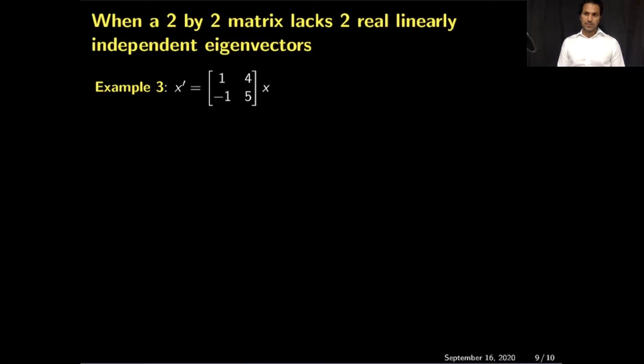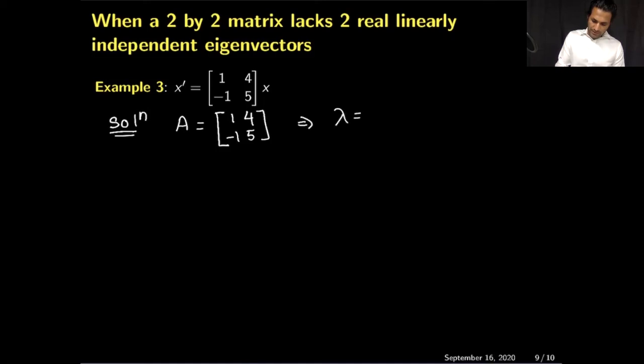Next, in this example, we will learn how to solve a system of linear differential equations when it has a repeated eigenvalue, or in other words, when we have fewer independent eigenvectors corresponding to one eigenvalue. Here the system is already written in matrix form. So I will begin by calculating the eigenvalues of this matrix A. Clearly, the eigenvalues are repeated: they are 3 and 3.